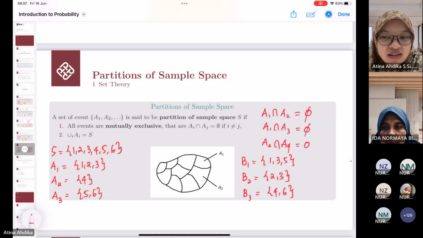Miss Aida, can you answer my question? Hello, Miss Aida, can you answer my question? I have B1 consists of 1, 3, and 5. And then I have B2 consists of 2 and 3, and B3 consists of 4 and 6. And the question is, are they partitions of sample space?